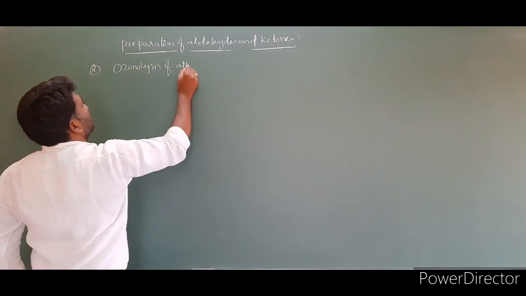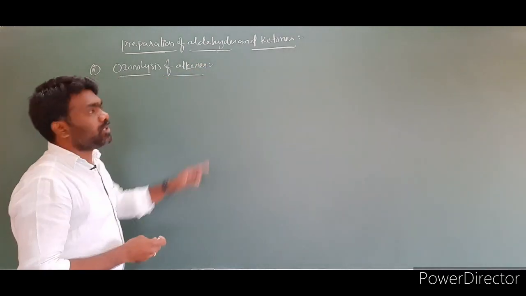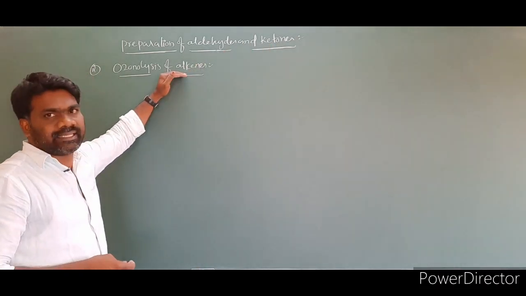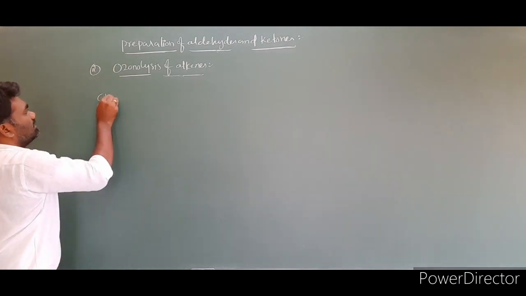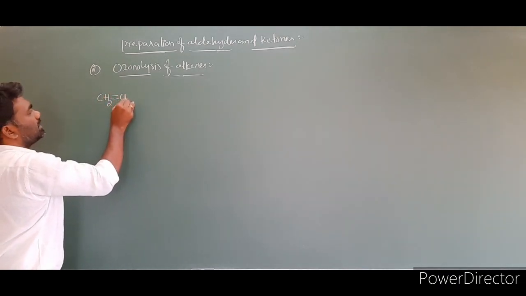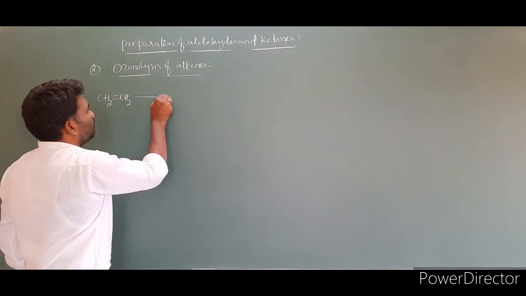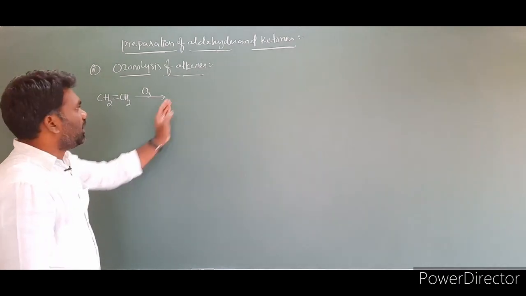Ozonolysis of alkenes. We are able to prepare aldehydes and ketones by ozonolysis of alkenes. First let us see some examples. I am taking the alkene CH2=CH2. This alkene I am treating with ozone, O3. Then we have to write the product.